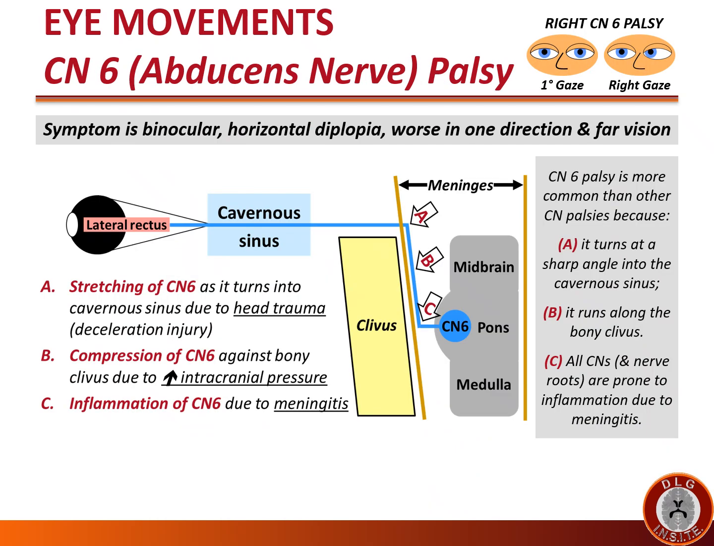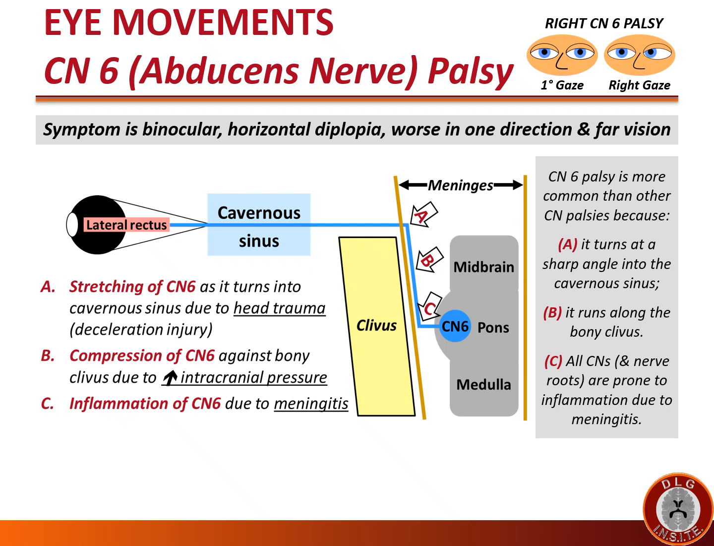Cranial nerve 6 or abducens nerve palsy is one of the most common cranial nerve palsies. The symptom is binocular horizontal diplopia, worse in one direction, specifically the direction on the side of the cranial nerve 6 palsy, and double vision that is worse with far vision as opposed to near vision. And there are some specific anatomical reasons why cranial nerve 6 palsy is so common. Let's talk about the anatomy.